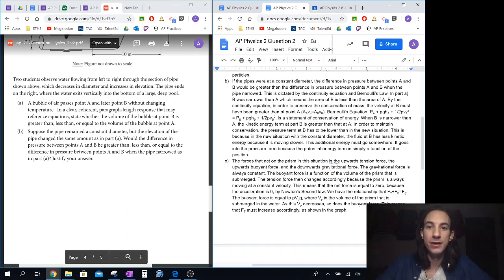When B is narrower than A, the kinetic energy term at B is greater than that at A. In order to maintain conservation, the pressure term at B has to be lower than in the new situation. This is because in the new situation, with the constant diameter, the fluid at B has less kinetic energy because it's moving slower. The additional energy must go somewhere. It goes into the pressure term because the potential energy term is simply a function of the position.